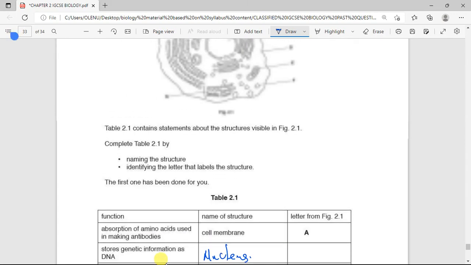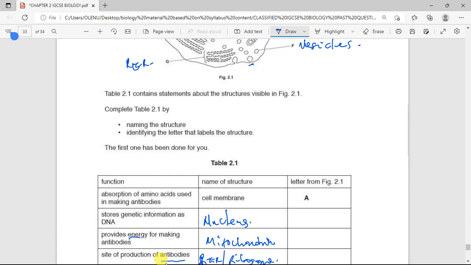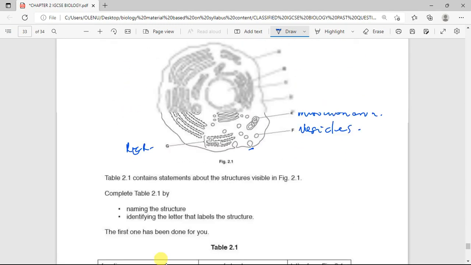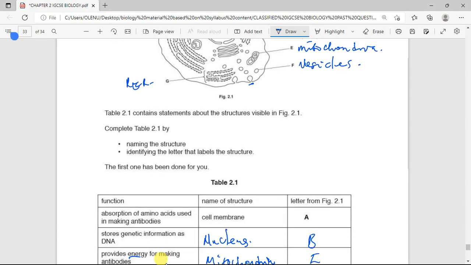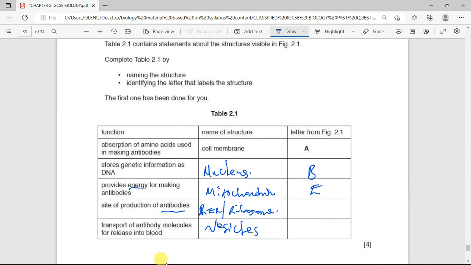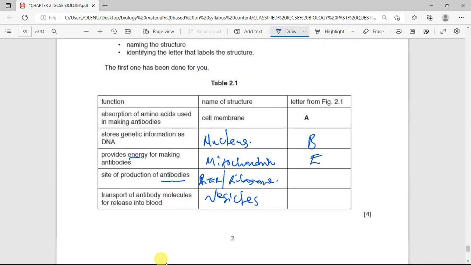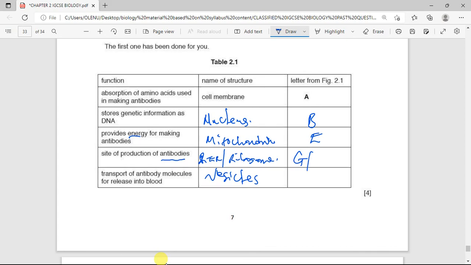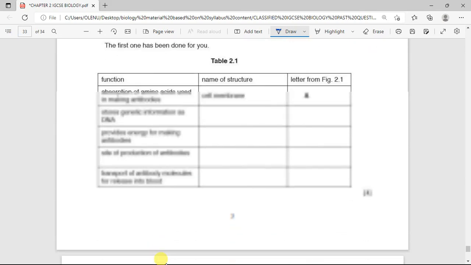So to get your remaining 4 marks, you just label the parts. Nucleus is B. Your mitochondrion is E. Your antibody production, rough ER, is G and C. So G/C, and vesicles are F. That's it.